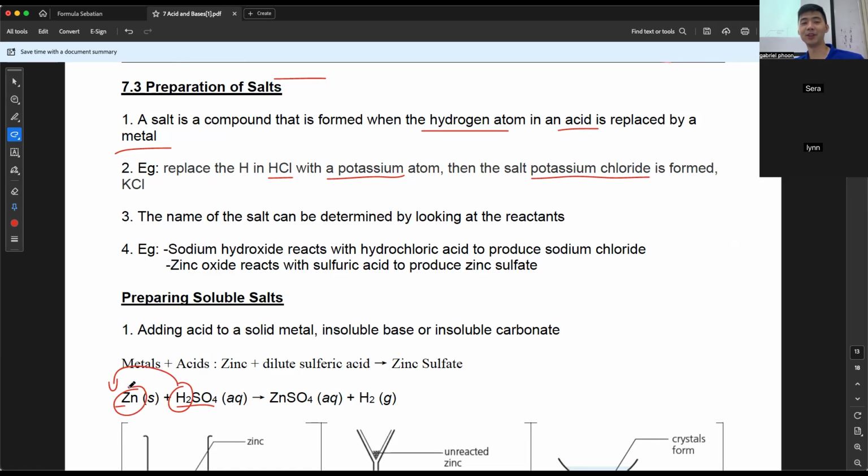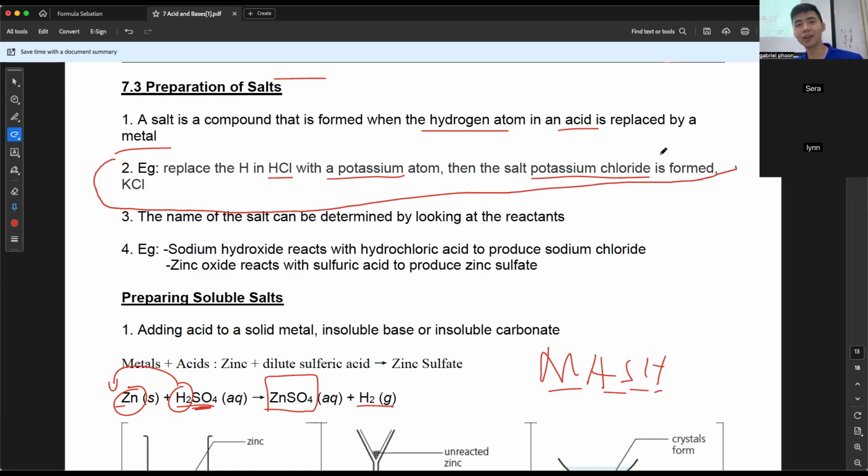Yes, replace or displacement. And usually the metal forms a salt with the non-hydrogen ion, in this case sulfate, so it will form zinc sulfate, and also hydrogen, which is once again the understanding of MASH: metal, acid, salt, and hydrogen. Okay, you understand this statement, right? You just replace the hydrogen with the metal, right?